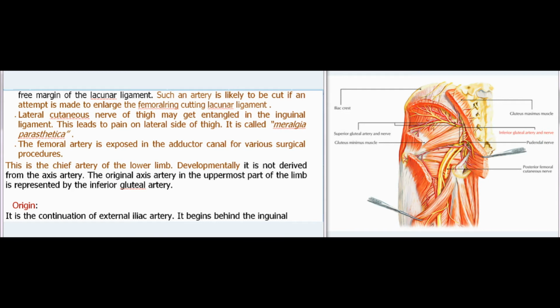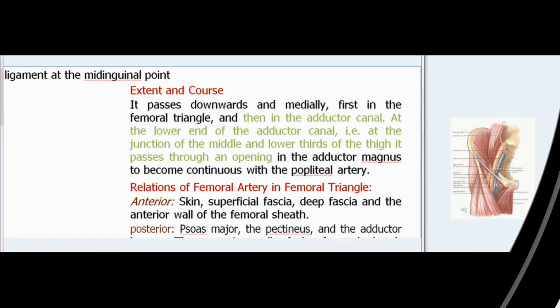The femoral artery is exposed in the adductor canal for various surgical procedures. This is the chief artery of the lower limb. Developmentally it is not derived from the axis artery. The original axis artery in the uppermost part of the limb is represented by the inferior gluteal artery. Origin: it is the continuation of the external iliac artery. It begins behind the inguinal ligament at the midinguinal point. Extent and course: it passes downwards and medially, first in the femoral triangle, and then in the adductor canal.